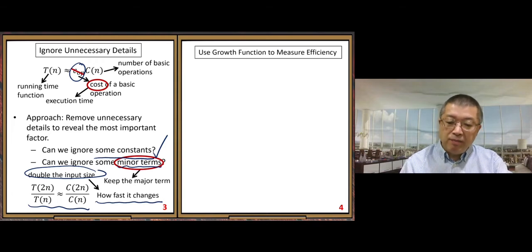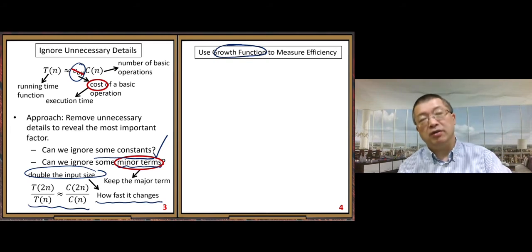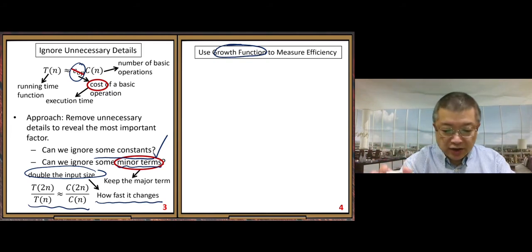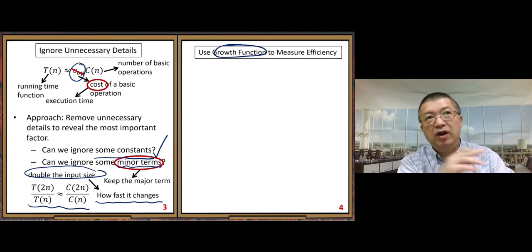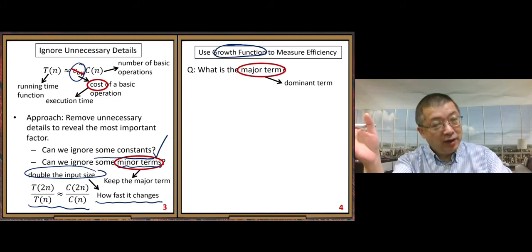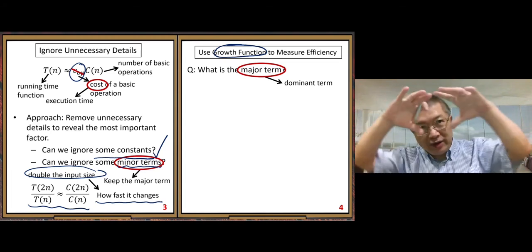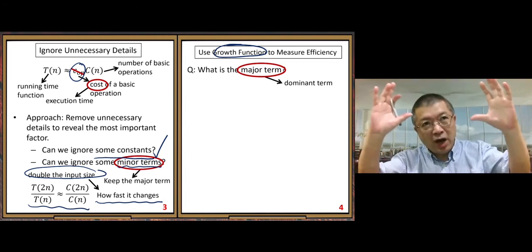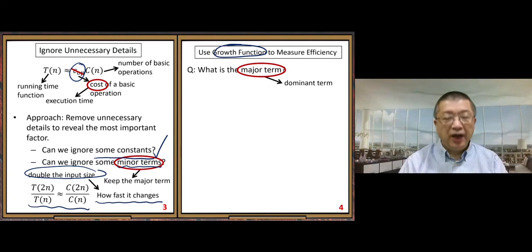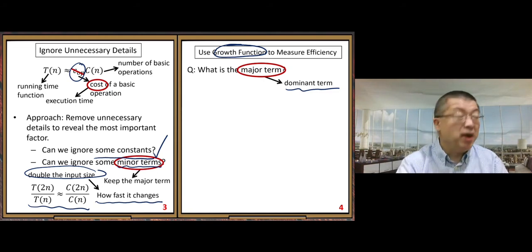We use a growth function to measure efficiency. Here we introduce a new concept called the growth function. What is the growth function? In the example we did before, we can see that growth function. So what is the major term? They are related: major term, dominant term. We learned the concept of the dominant term before, when we did the sequential search, linear search. Remember, I described one term that is the dominant term. Later we will see the dominant term many times. Here, the major term.